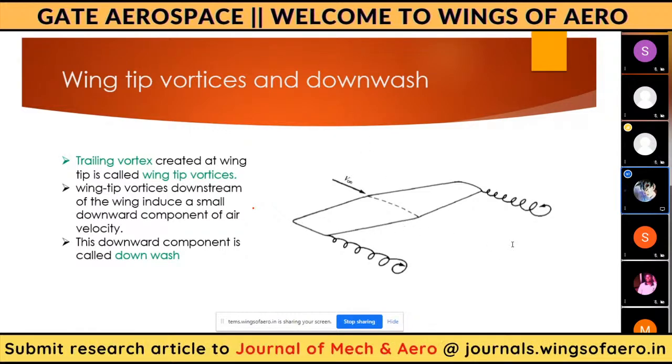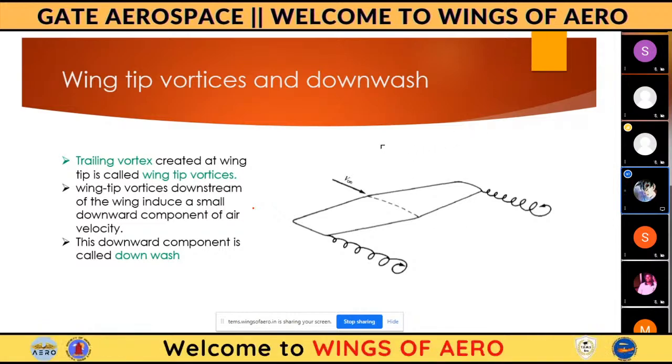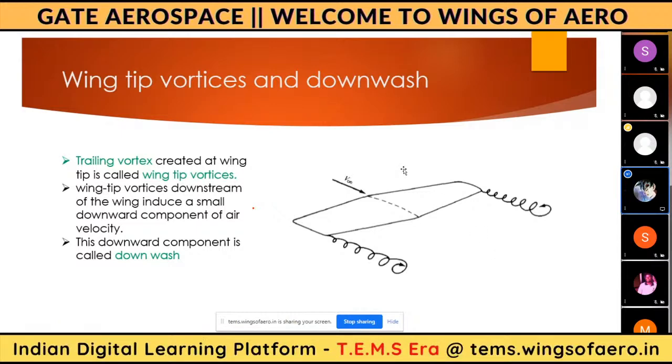And because of the downwash, the vortices move somewhat backward. The downward component of velocity is called downwash. Okay.